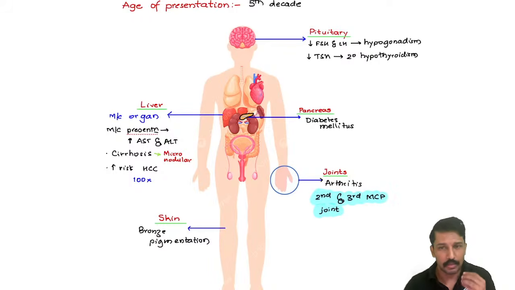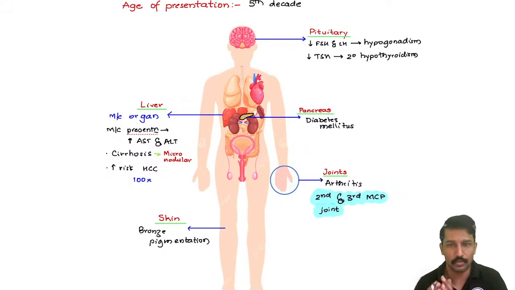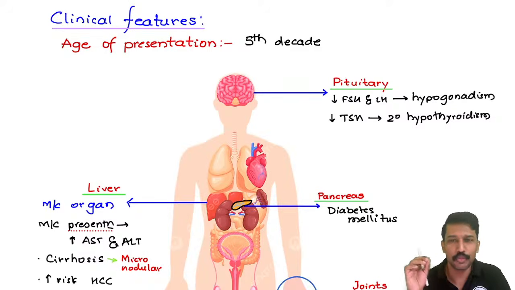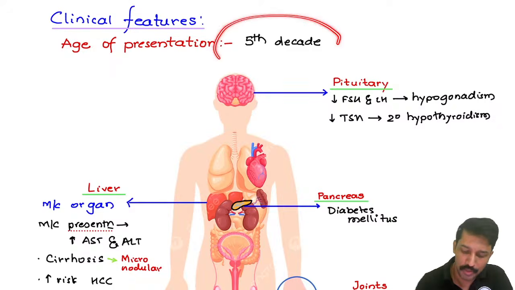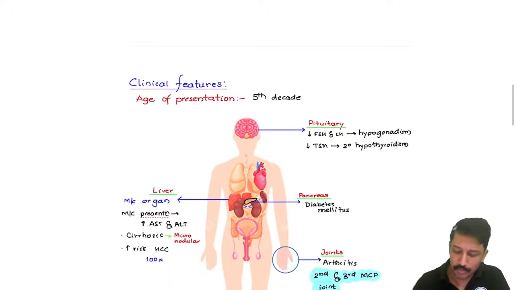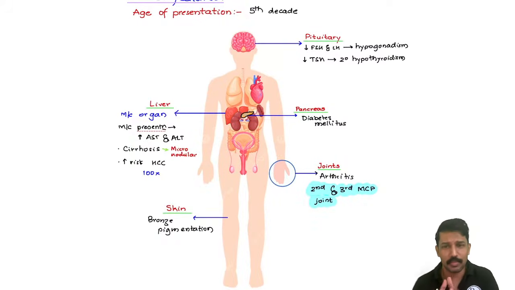The main brunt of this iron overload is borne by the liver and pancreas. This is what I want you to remember. The liver can get into cirrhosis and increase the risk of cancer. The pancreas can lead to diabetes mellitus. Most of the patients, except some juvenile conditions, are going to present in their fifth decade of life with these features. So when someone presents to me with all these features, my question is, how will I establish the diagnosis that yes, this is iron overload?